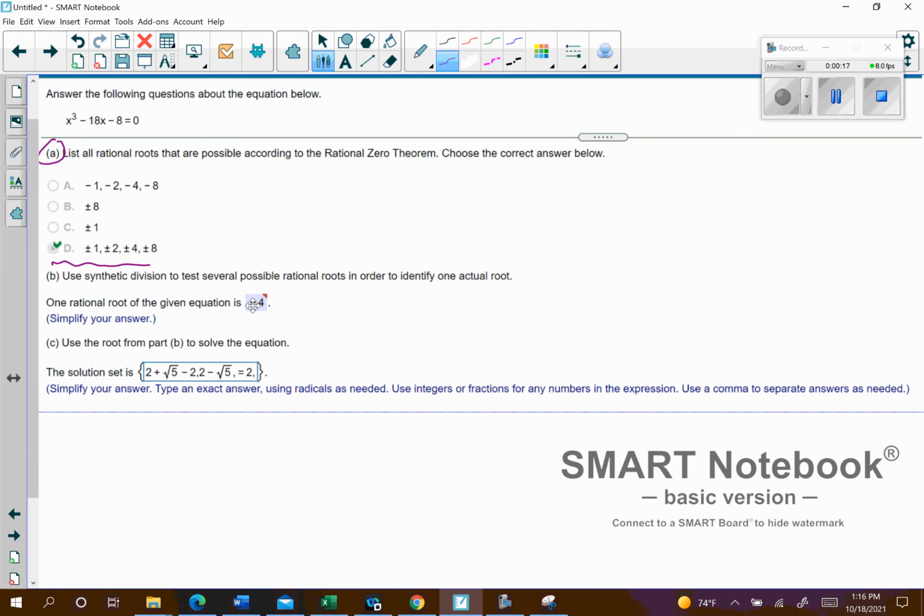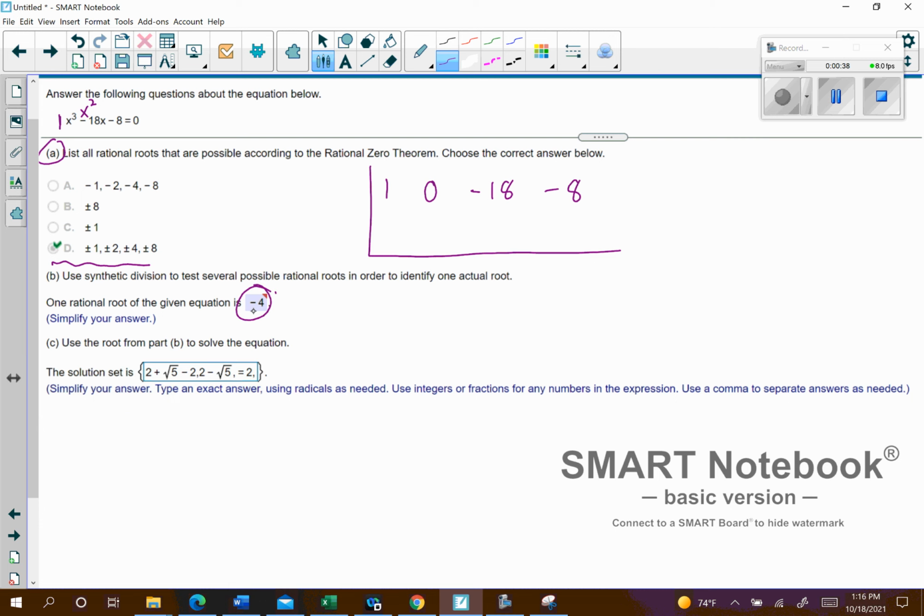So remember when you do your synthetic division, you list the coefficients first. So we're going to have, let's see, 1, and then there'd be a 0 because we're missing the x squared. So that'd have an understood coefficient of 0. Then negative 18, and then negative 8. And so I know 4 or negative 4 works because they have it right here. So let's go ahead and try that negative 4 and see what that leaves us, and then we'll go from there.